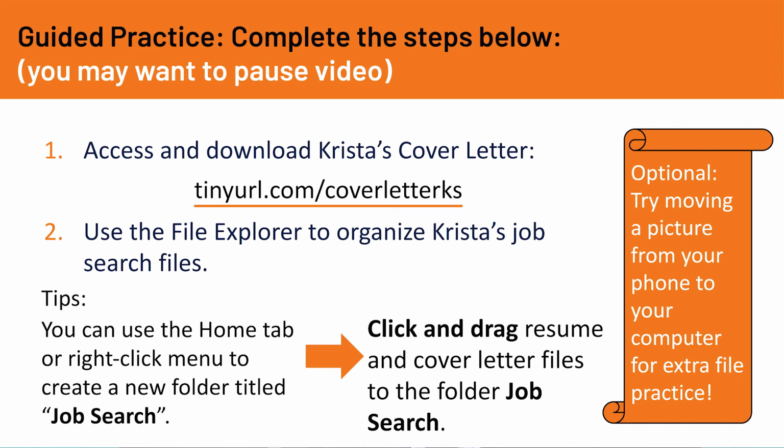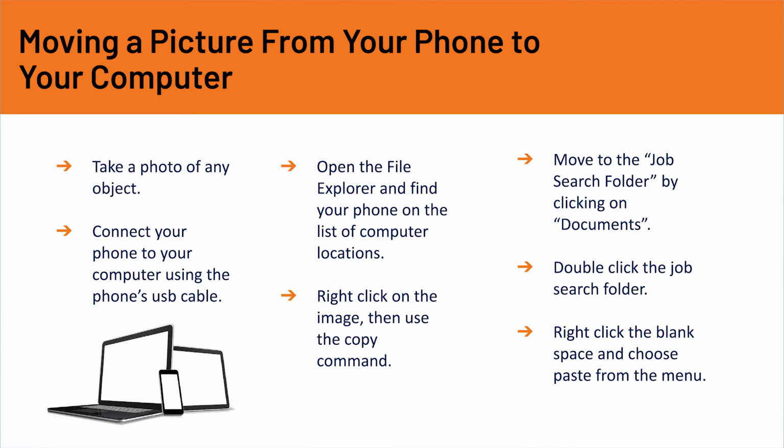As an optional practice, we can transfer a photo of an object from a phone to a computer. Krista needs to save a photo of her ID, but you can choose any object and take a picture of it for practice. First, take a photo of any object. Connect your phone to your computer using the phone's USB cable. Open the File Explorer and find your phone on the list of computer locations to the left.